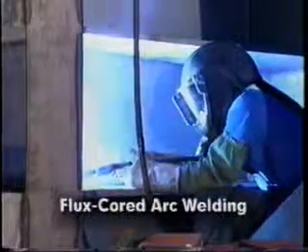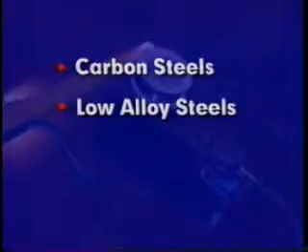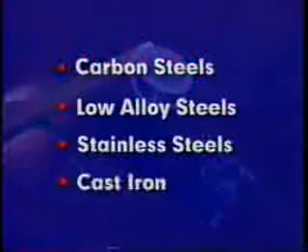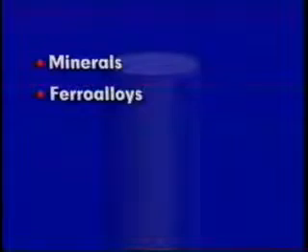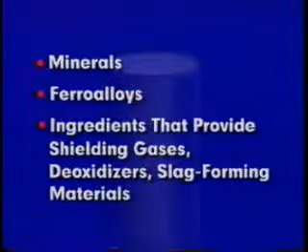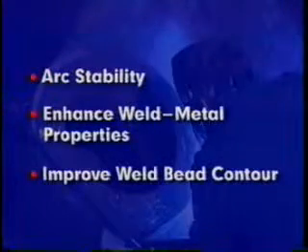Flux cored arc welding uses a filler metal made up of a tubular electrode with a flux core and with or without additional gas shielding to join carbon steels, low alloy steels, stainless steels, and cast iron. The core may contain minerals, ferroalloys, and ingredients that provide shielding gases, deoxidizers, and slag-forming materials. These ingredients promote arc stability, enhance weld metal properties, and improve weld bead contour.